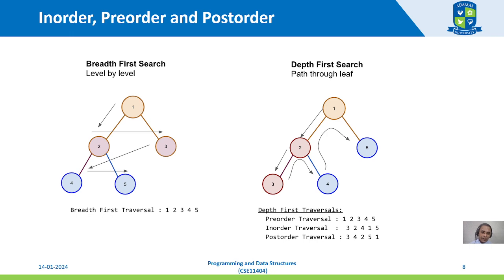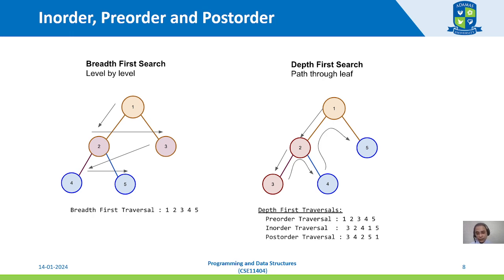Then again, as it has traversed the left, it will traverse to the root node 1, then again it will traverse to the 5. So in-order traversal is like this: left, root, right.